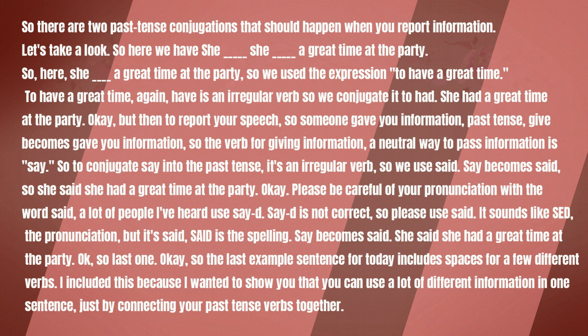So the verb for giving information, a neutral way to pass information is say. So to conjugate say into the past tense, it's an irregular verb. So we use said. Say becomes said. So she said she had a great time at the party.